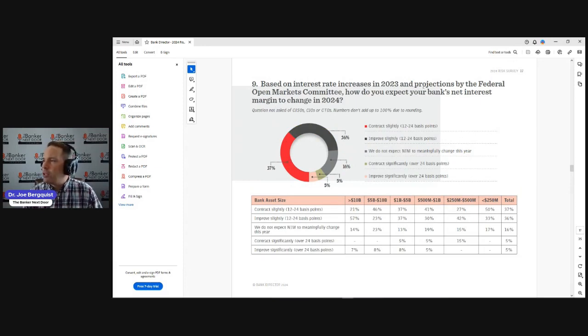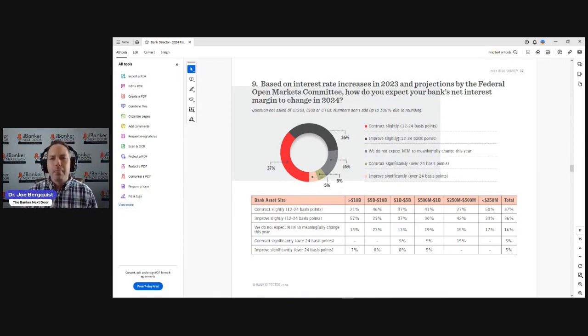Based on interest rate increases in 2023 and projections by the Federal Open Markets Committee, how do you expect your bank's net interest margin to change in 2024? 37% contract slightly, 36% think improve slightly, and 60%, we do not expect net interest margins to meaningfully change this year. I would probably be in that camp of improve slightly, or we do not expect net interest margin to meaningfully change this year.